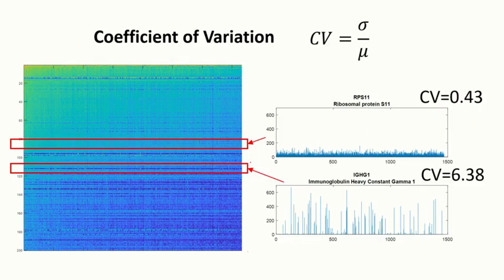How to measure this? You use standard deviation divided by mean. You compute this, called the coefficient of variation. So for this gene, the CV is 0.43, and for this gene, the CV is 6.38. As I said, they have a similar mean, so mu is almost the same across all the cells here. But the variation is much higher in this immunoglobulin gene.